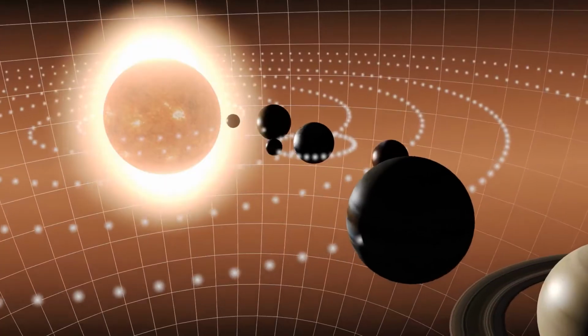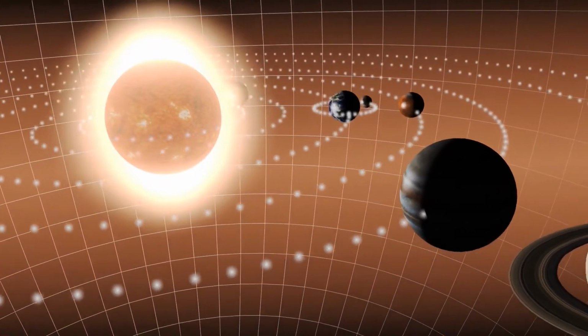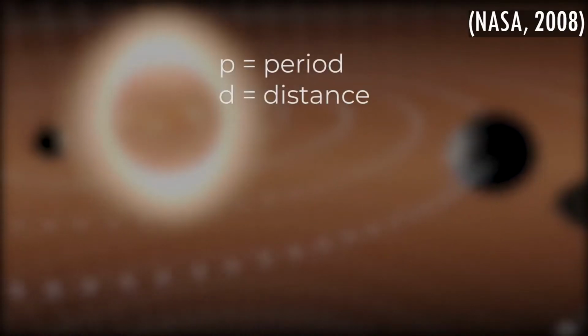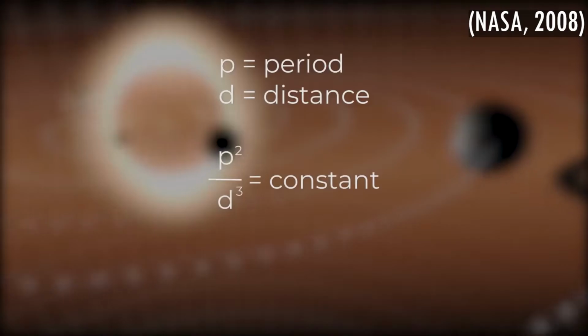Kepler's third law, the law of periods. The square of the period of a planet is proportional to the cube of the semi-major axis of its orbit. In simple terms, this means if you increase the distance between the planet and the star, the period of the orbit will increase rapidly. So now we know a little bit more about Kepler's laws.